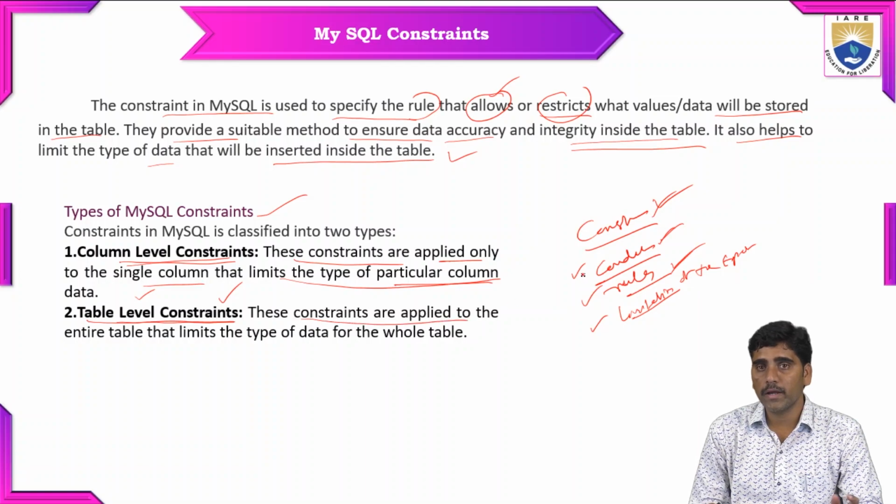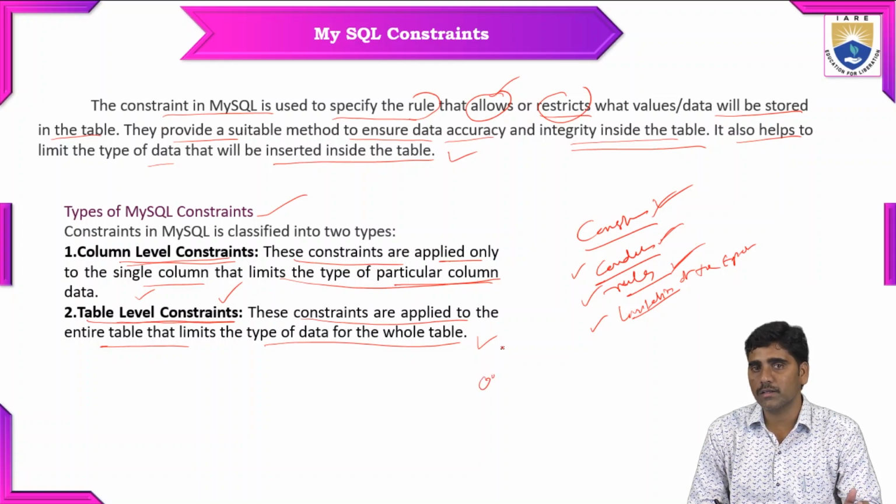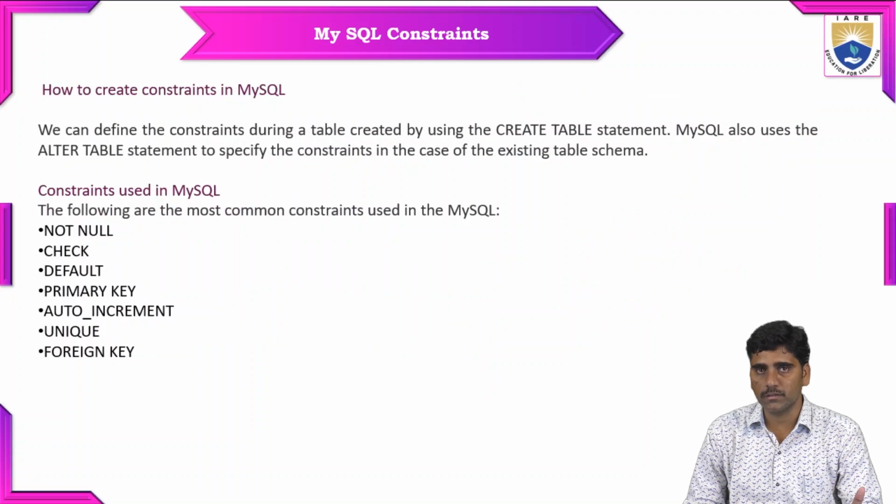And the second one, table level constraints. These constraints are applied to the entire table and limit the type of data for the whole table. That means all the columns have to be constrained with different conditions, then it is a table level constraint. But if you apply it to a single column, that is a column level constraint. Let us look at table constraints and column constraints one by one.